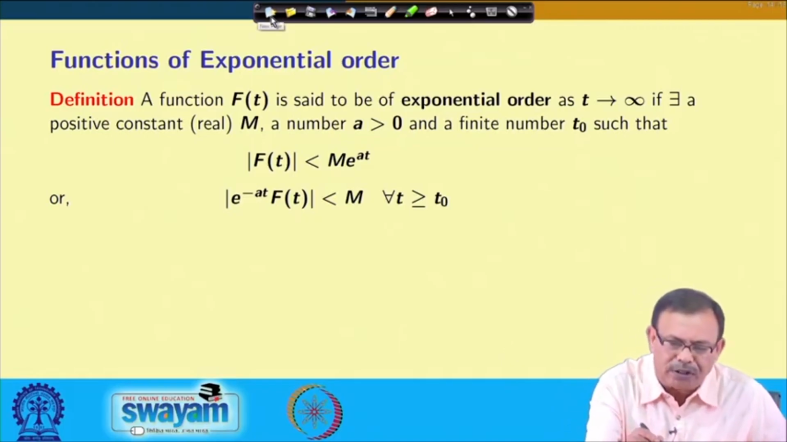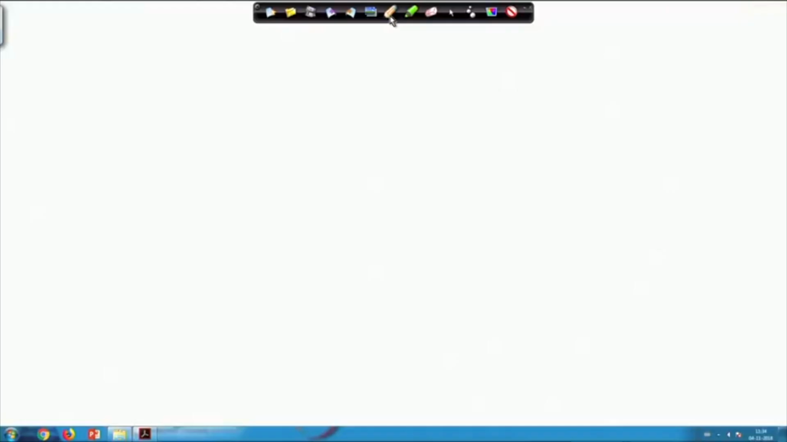Sometimes we write this like this way also. So, what we do sometimes, limit t approaches infinity, e power minus at into f(t).